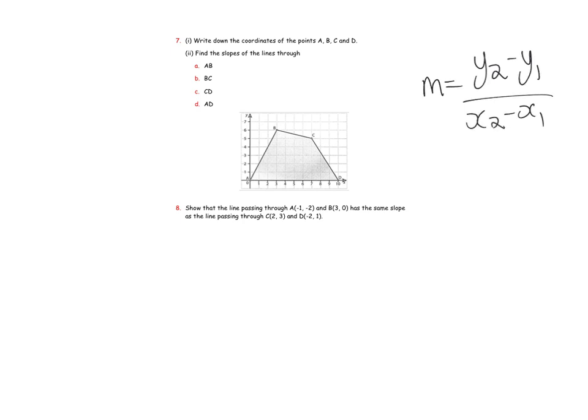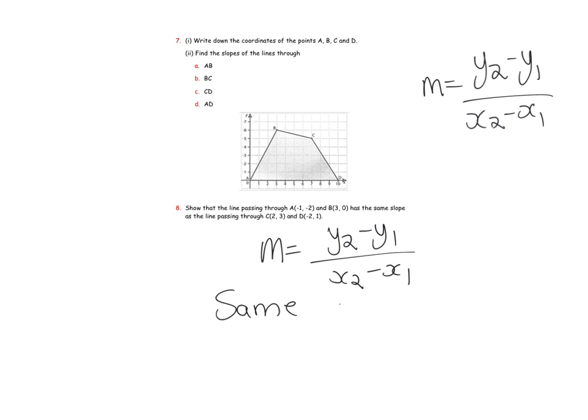And then question 8 says show that the line passing through A (minus 1, minus 2) and B (3, 0) has the same slope as the line passing through C, which is (2, 3), and D, which is (minus 2, 1). So again, we need to use the slope formula twice. We have 2 lines, and it says show that they have the same slope. So you need to get the same answer. If the slopes are the same, we'll get the same answer.